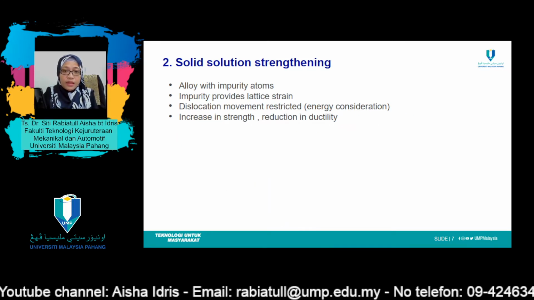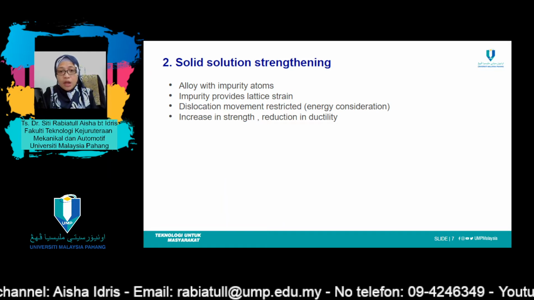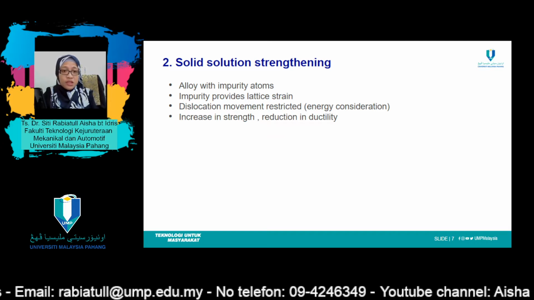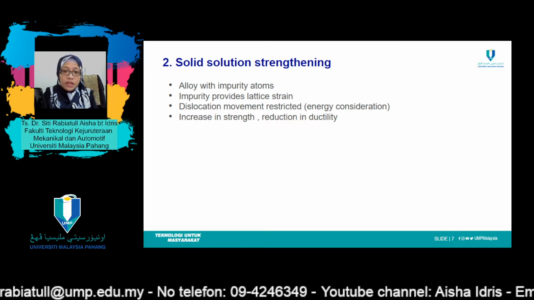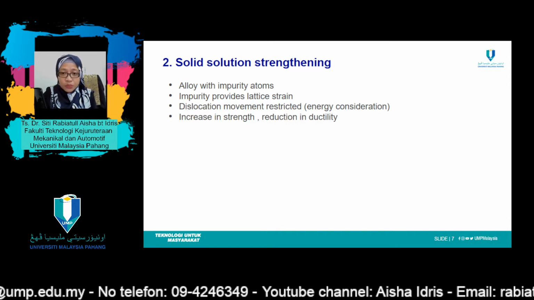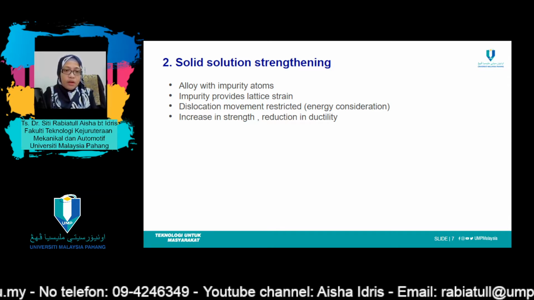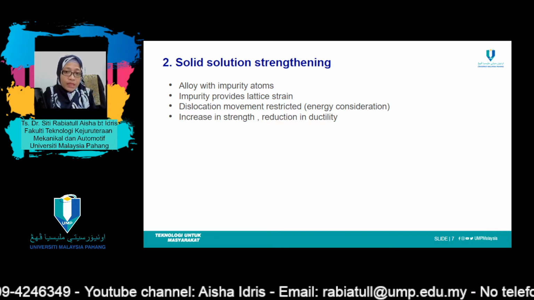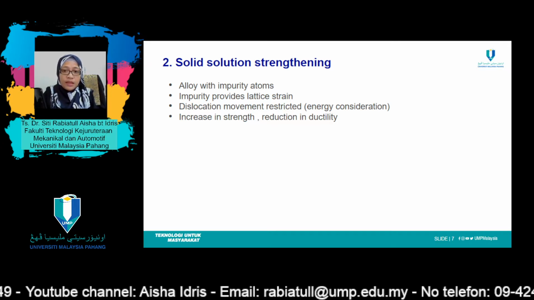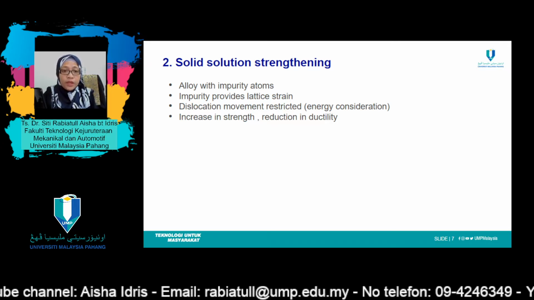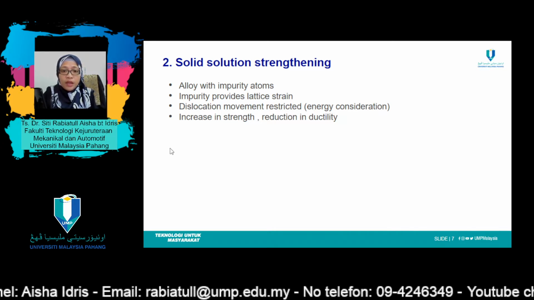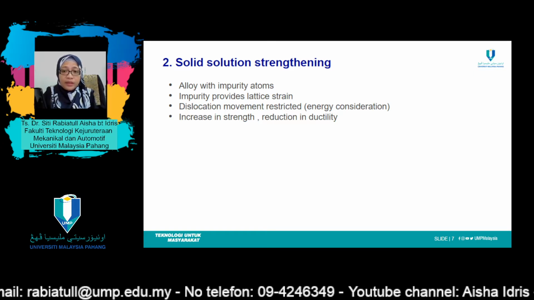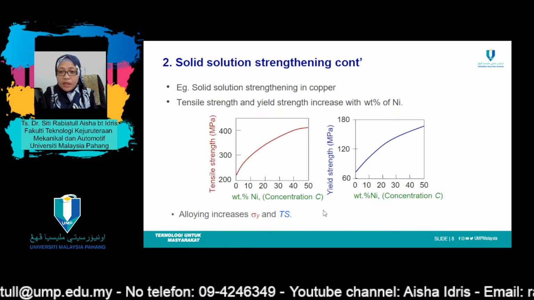Another technique to strengthen metals is alloying with impurity atoms that go into either substitutional or interstitial solid solution. Accordingly, this is called solid solution strengthening. High purity metals are almost always softer and weaker than alloys composed of the same base metal. Increasing the concentration of the impurity results in an attendant increase in tensile and yield strength, as indicated in this figure.